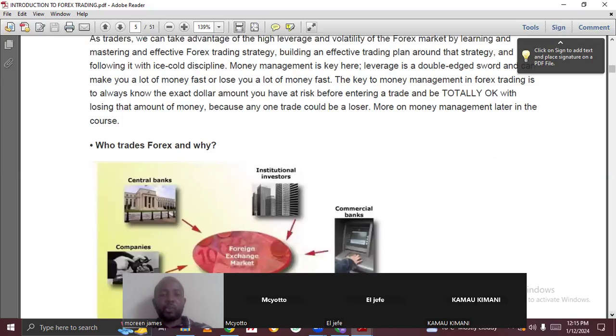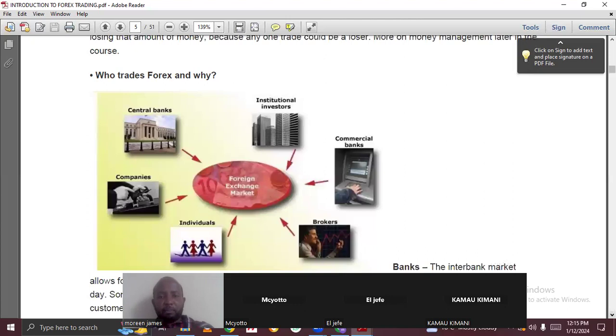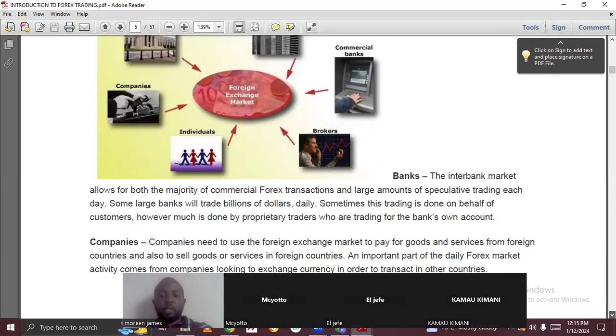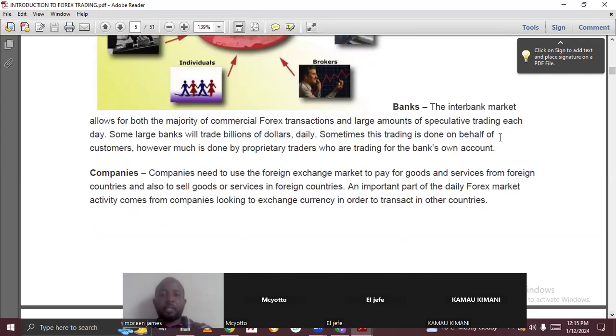So these are the players who trade Forex: central banks, institutions, commercial banks, Forex brokers, individuals, companies, and so forth. I'll share this with you, don't worry. The interbank market allows for the majority of commercial Forex transactions and large amounts of speculative trading each day. Some large banks will trade billions of dollars daily. Sometimes this trading is done on behalf of customers. So if you put your money in the bank, most of this money, or a portion of it, has to come into the Forex market.